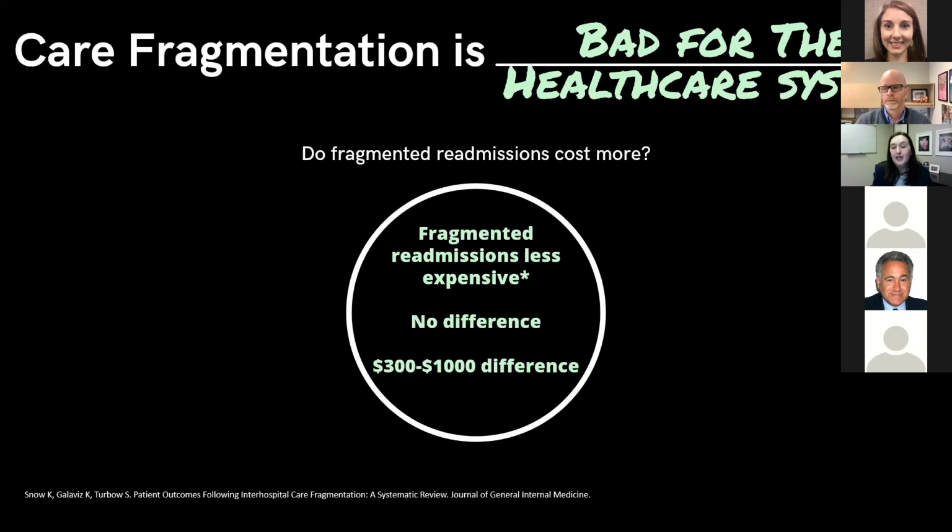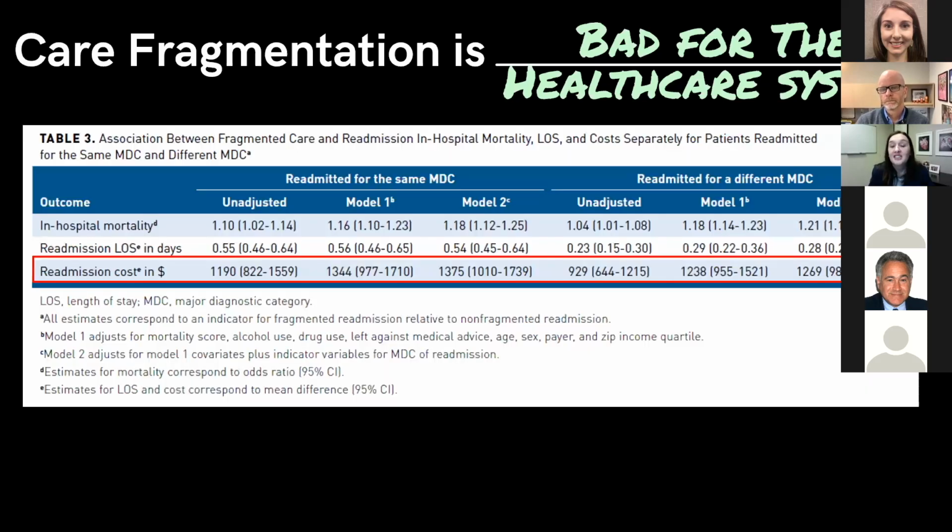The first is higher costs. So do fragmented readmissions cost more? And the answer is, from our systematic review, we're not really sure. So in the review, studies found the full range of outcomes. So ranging from fragmented readmissions actually being less expensive to there being no difference in the cost of a fragmented versus non-fragmented readmission, to an increase of about $300 to $1,000. Similarly, in our study where we looked at readmissions for the same or a different reason, we did find an increase of about $1,200 to $1,300 in the cost of a fragmented readmission compared to a non-fragmented readmission.